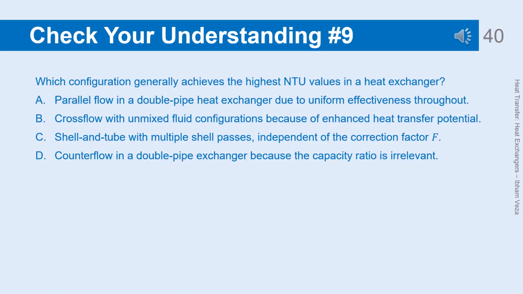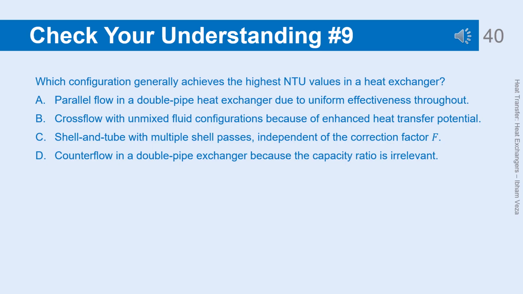Correct answer B. Crossflow with unmixed fluid configurations because of enhanced heat transfer potential. Explanation of incorrect options. A. Parallel flow in a double pipe heat exchanger due to uniform effectiveness throughout. This is incorrect because parallel flow is generally less efficient than counterflow, and NTU values are lower for parallel flow configurations. C. Shell and tube with multiple shell passes, independent of the correction factor F.